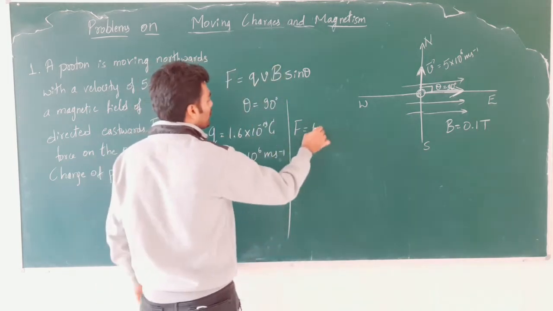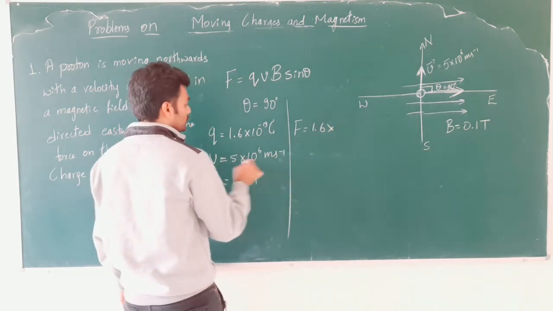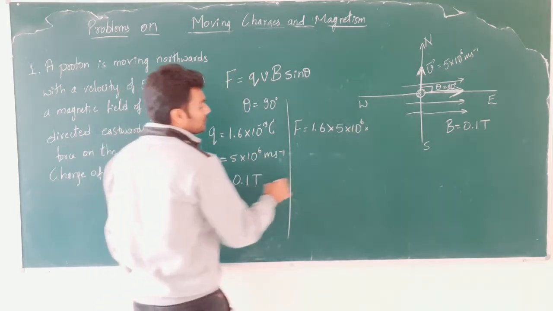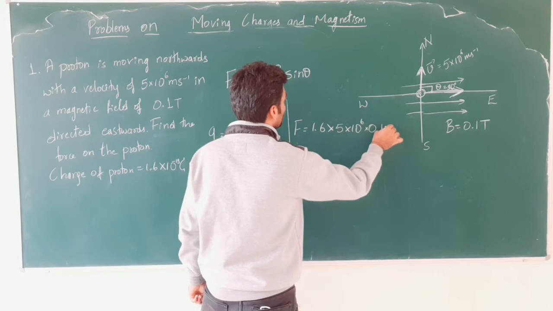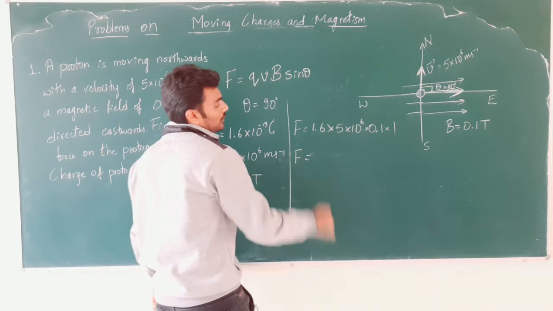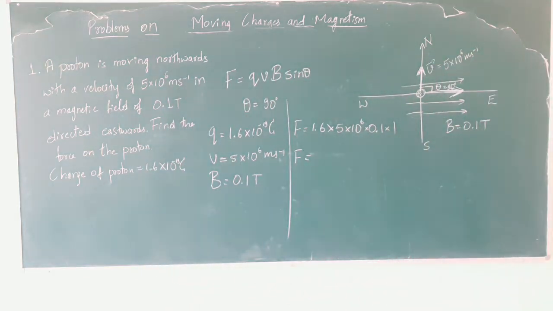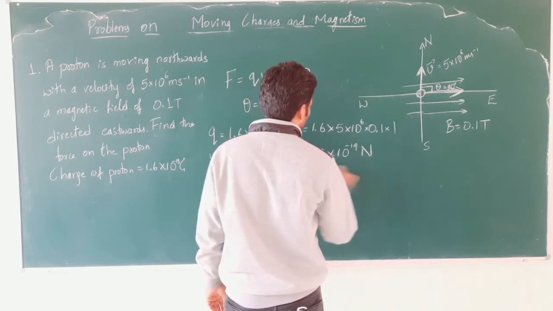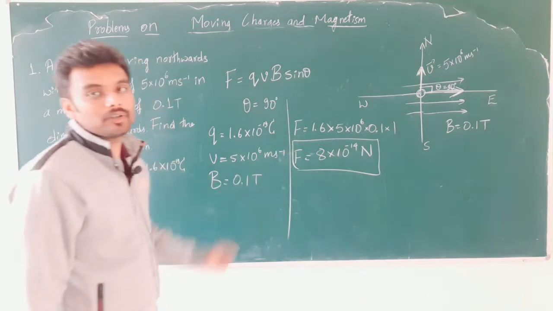So, it is 1.6 × 10^-19 into velocity 5 × 10^6 into magnetic field 0.1 into sin 90. Simplify that using the calculator, and hence we will get the force equal to 8 × 10^-14 Newton. This is the total force experienced by the proton.